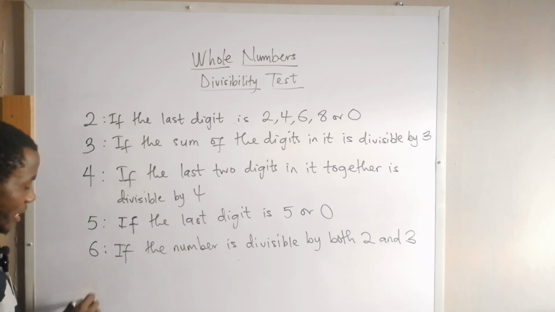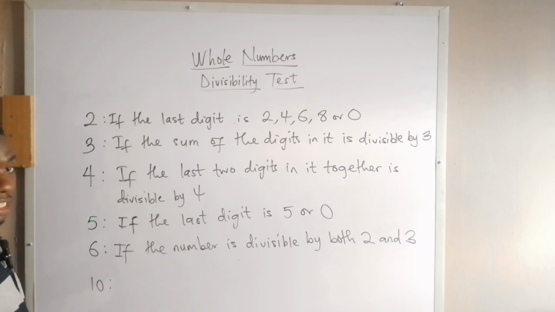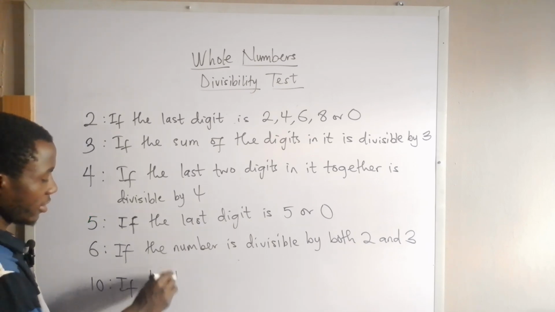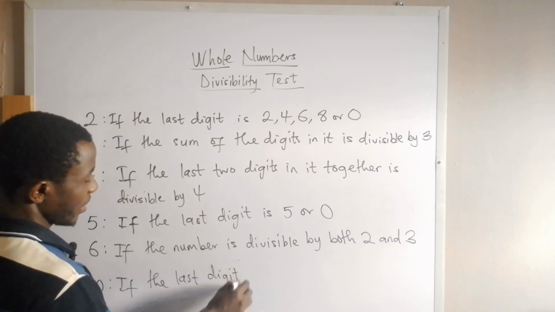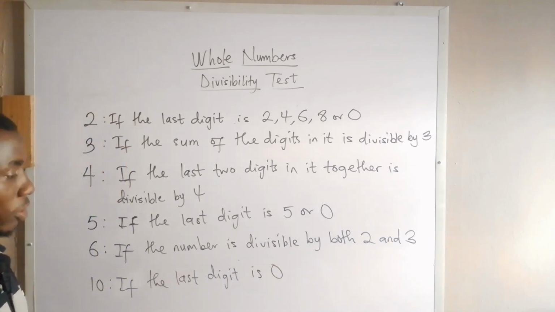Then after 6, we have 10. A number is divisible by 10 if the last digit is 0. So if the last digit in a number is 0, then we say the number is divisible by 10.